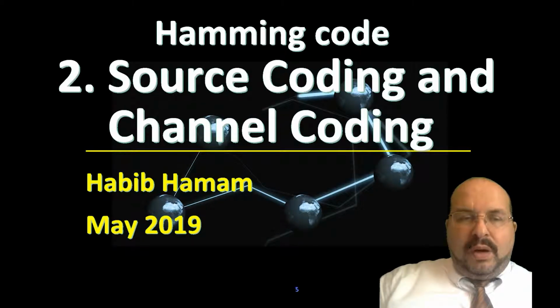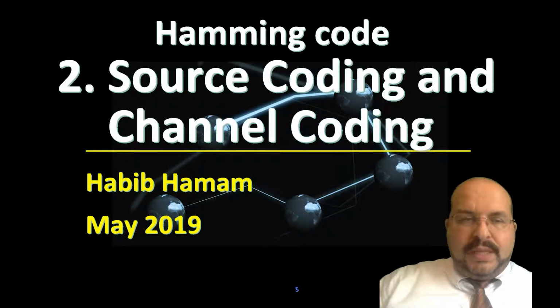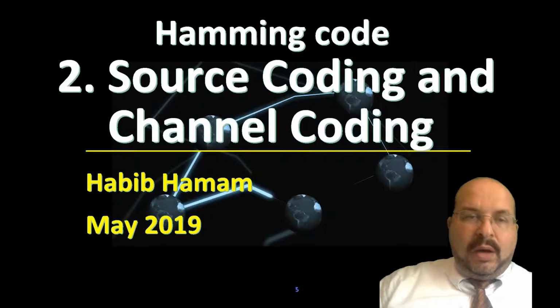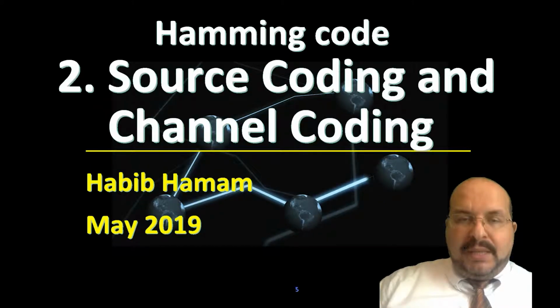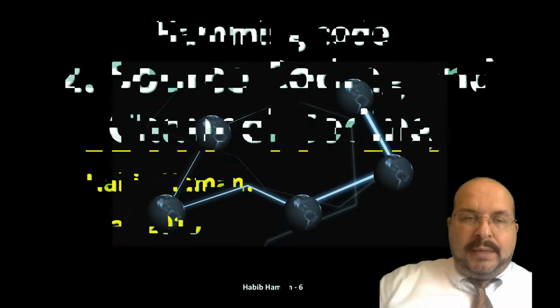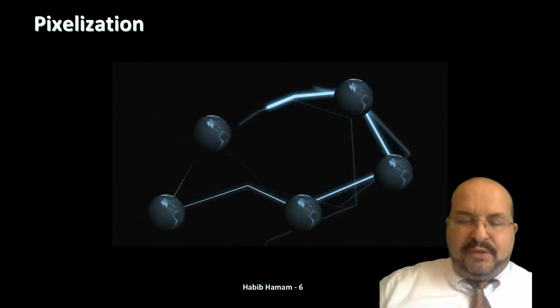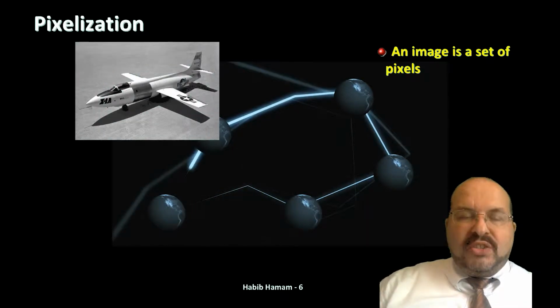Let us move on to chapter number 2, source coding and channel coding in the framework of the course of Hamming code. We'll see the difference between them. First of all, let us talk about pixelization.